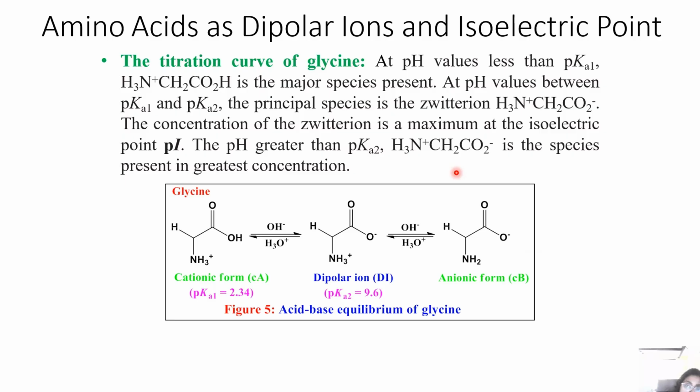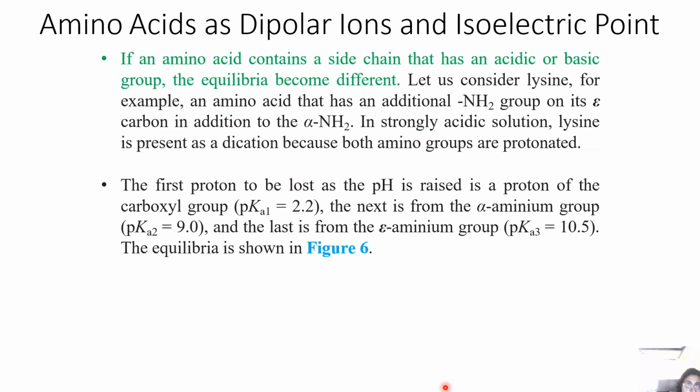At pH values less than pKa1, the cation is the major species present, right? And at pH values between pKa1 and pKa2, the principal species is the zwitterion, whose net charge is 0. The concentration of the zwitterion is a maximum at the isoelectric point, and at pH greater than pKa2 the anion is the species which is dominant in basic conditions. This is the acid-base equilibrium of glycine.